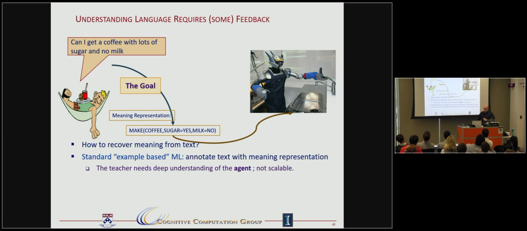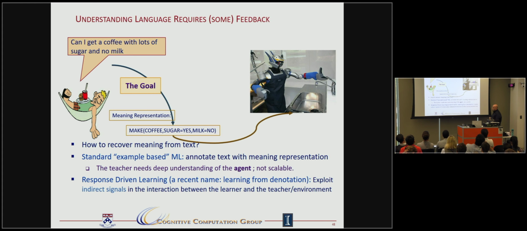So I think we need another approach, which I call response-driven learning. This is the name that we coined. Recent works call it learning from denotation. Same thing. The idea is to exploit the indirect signals in the interaction between the learner and the environment or the teacher. So what do I mean by that?